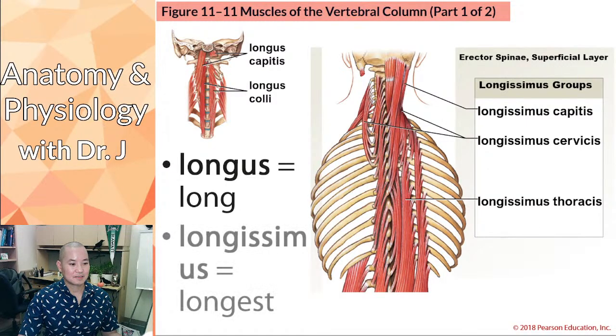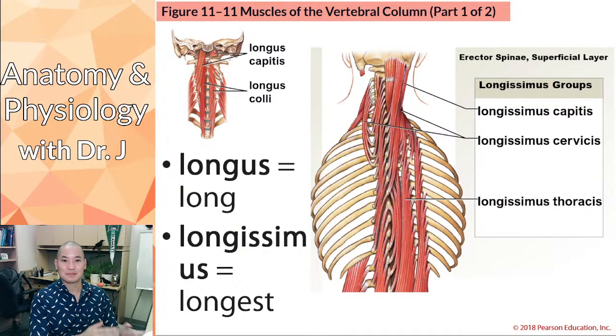Well, I like to think of it this way. Longissimus means longest. I've never been to the opera, but if you've seen the opera on TV, they're like, bravo, bravo, bravissimo. So whenever it's the -issimus ending, they're saying it's something extra. So they're saying not just bravo, but extra bravo. Same with longus and longissimus. It's like saying it's the longest.